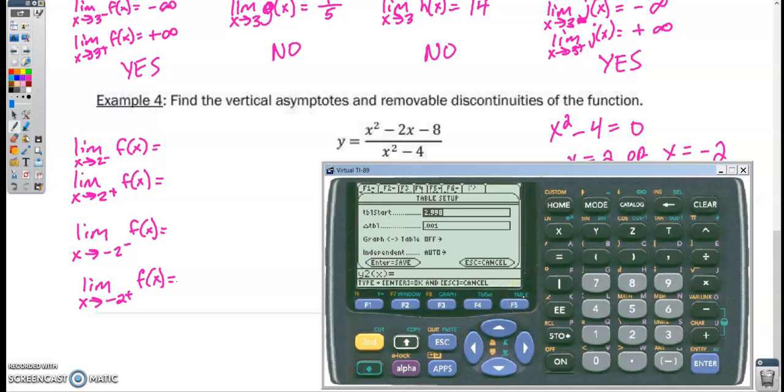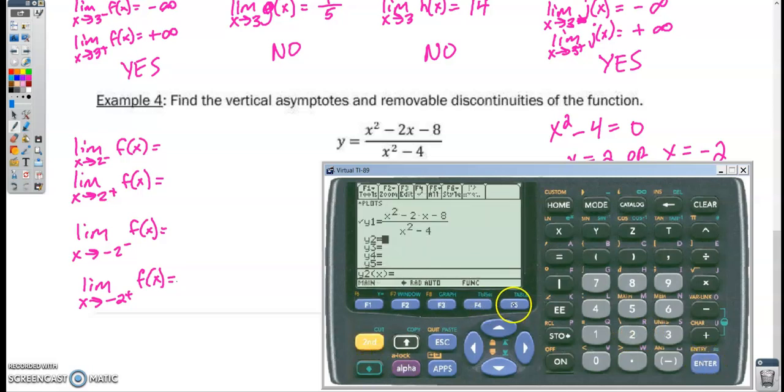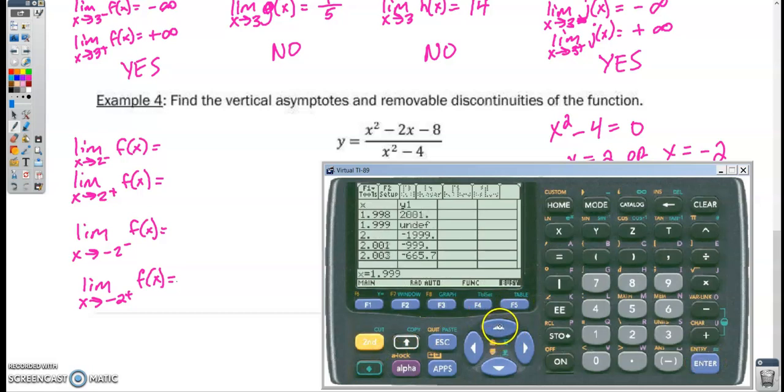And first I'm going to set up the limit around 2, since that's the first set of limits that I found here, that I wrote here on my paper. Let's go ahead and set the table up around 2, and we'll see what happens.